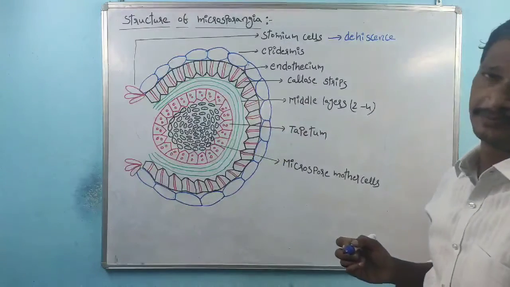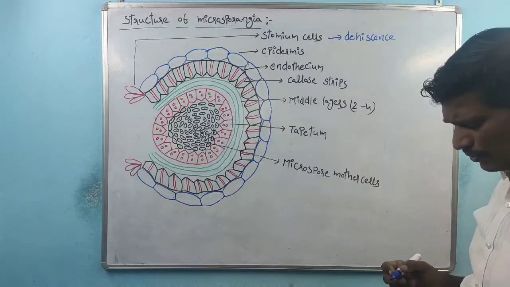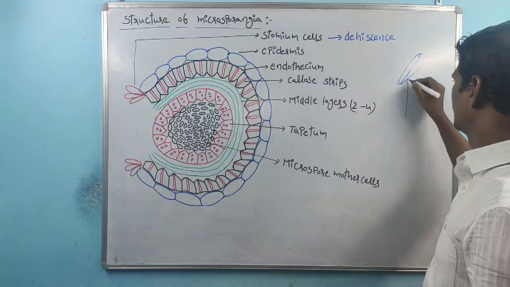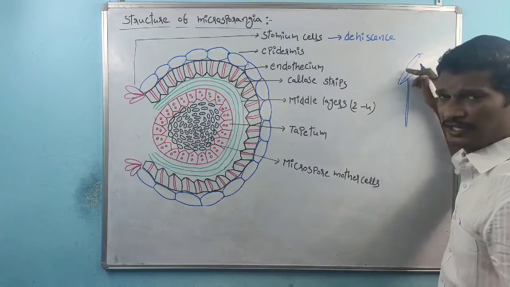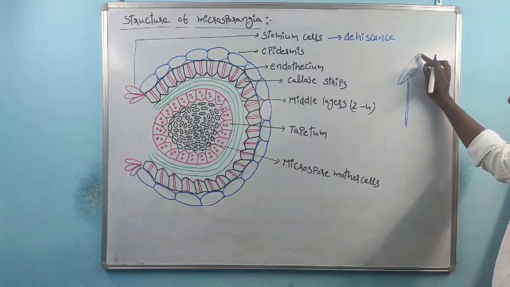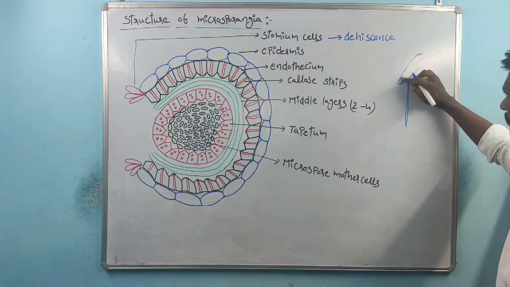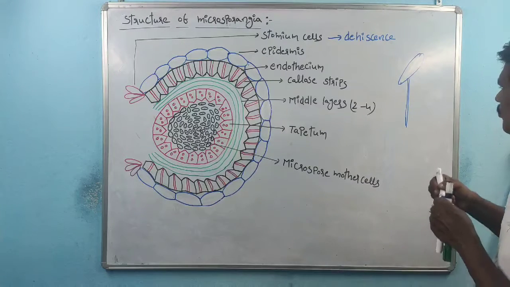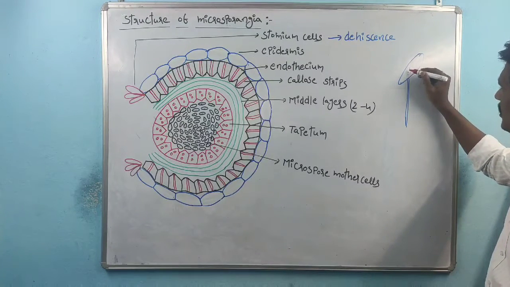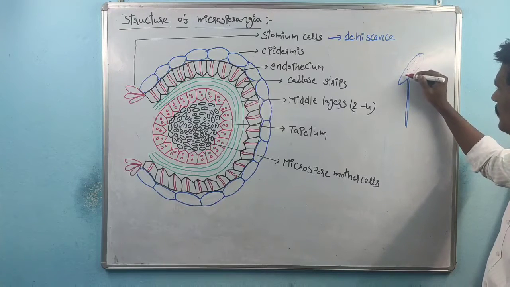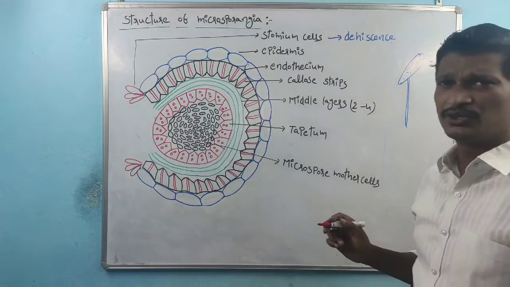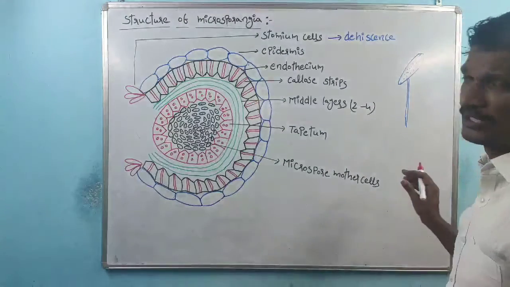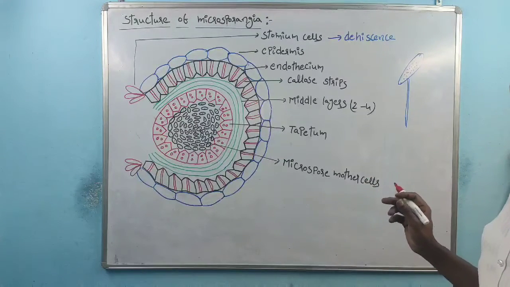What is dehiscence? We know one of the young anthers. The young anther contains tissues, and the young anther develops into the mature anther. Within the mature anther, there are many pollen grains present. See how the pollen grains are released.